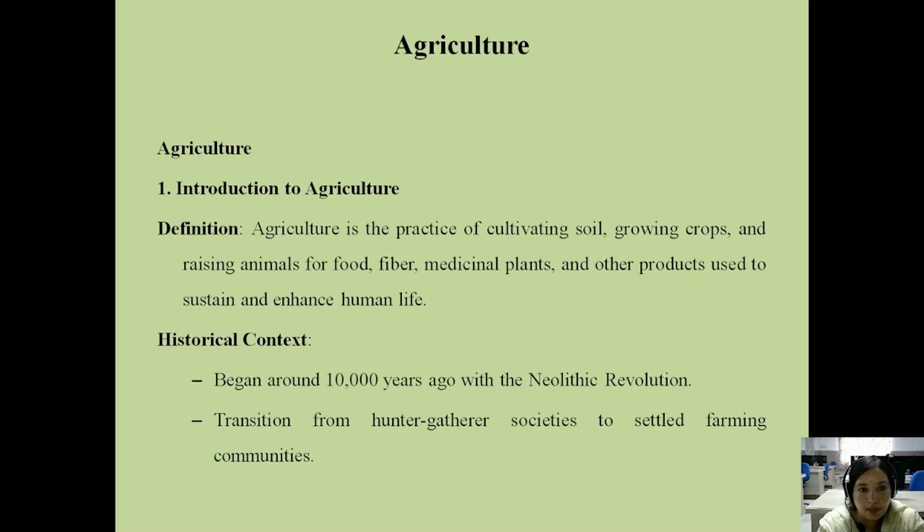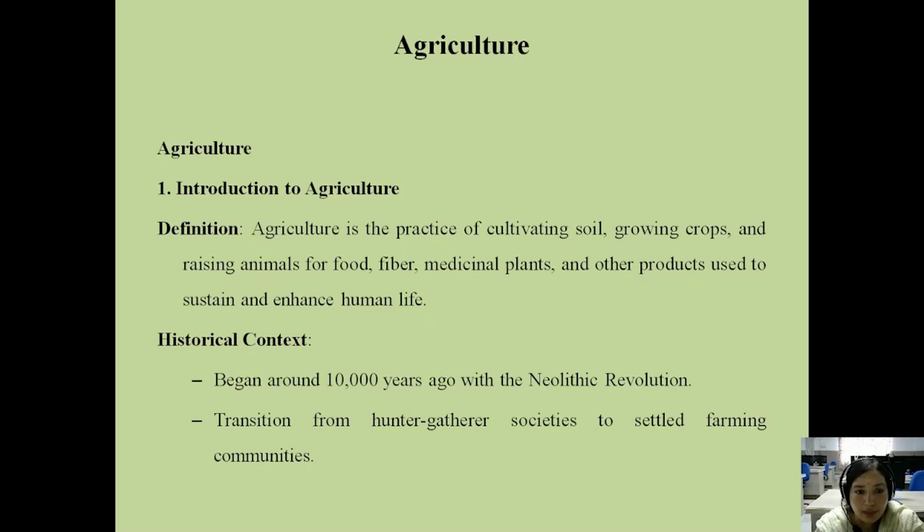The definition of agriculture: agriculture is the practice of cultivating soil, growing crops, and raising animals for food, fiber, medicinal plants, and other products to sustain and enhance human life. That is the definition of agriculture.